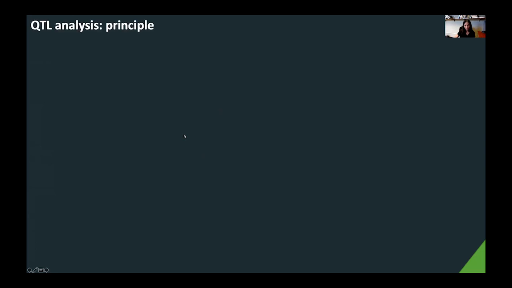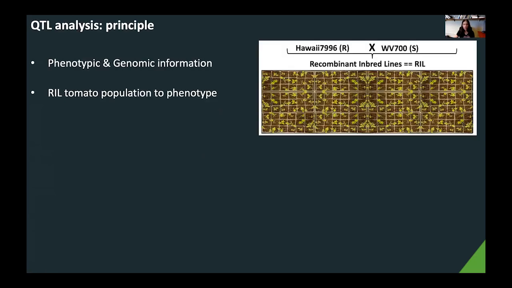Okay. So just real quick, remember principle of QTL analysis, we need both phenotypic information and genomic information, and we need a large population to phenotype. And so we phenotyped a recombinant inbred line population that was derived from our resistant parent, Hawaii 7996, and our susceptible parent, and then taken by single seed descent to F9s, and we phenotyped the F9s.